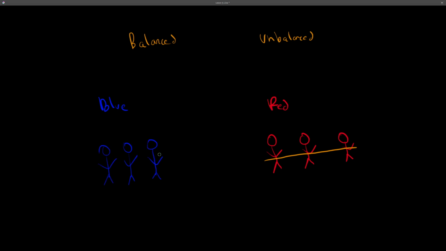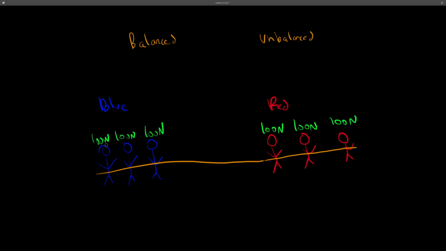And they also all have a rope. And this rope is connected, right? And both sides are going to pull this rope. Now, each person exerts 100 newtons worth of force. So they all exert the same amount of total force.